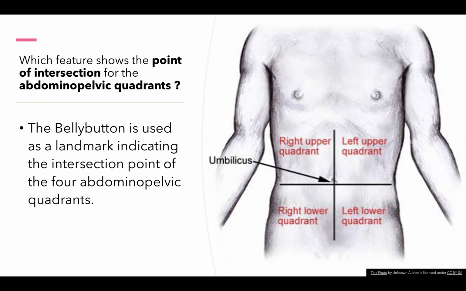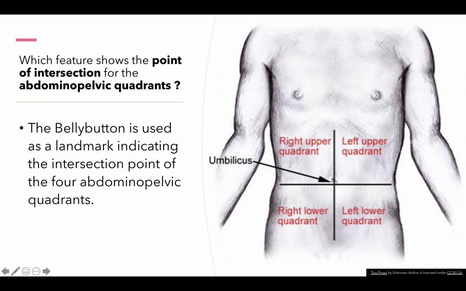So in order for healthcare professionals and anatomists to orient themselves and make proper medical decisions, they have come up with a four-region system called the abdominal pelvic quadrants, which is what you see here in this picture. The belly button is the central landmark feature, and the vertical line divides the region into right and left halves. The horizontal line passing through the belly button creates upper and lower halves.